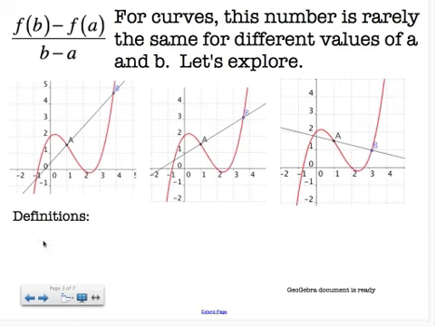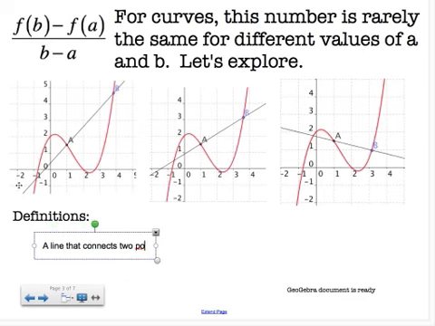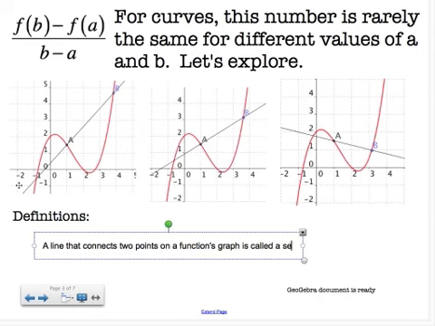So let's start with the definition here. A line that connects 2 points on a function's graph is called a secant line. And I'll apologize right now because I know in mathematics we reuse words a lot, and they're going to mean different things in different contexts. So you've seen secant used in terms of circles, and you've seen secant used in the world of trig, but now secant's going to have a new meaning in this context.